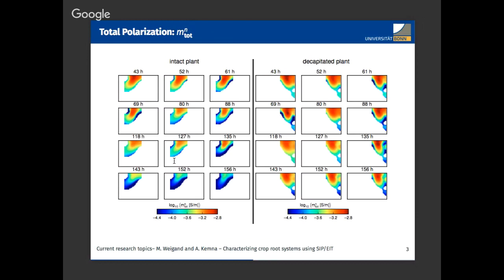So we see that in accordance with the die-off or decay of the plant system due to the nutrient deprivation, we also see decreasing chargeability signatures, which is a nice way to non-invasively monitor a crop root system, because usually we have to dig them out and do a destructive sampling of the root system in order to get information about these.